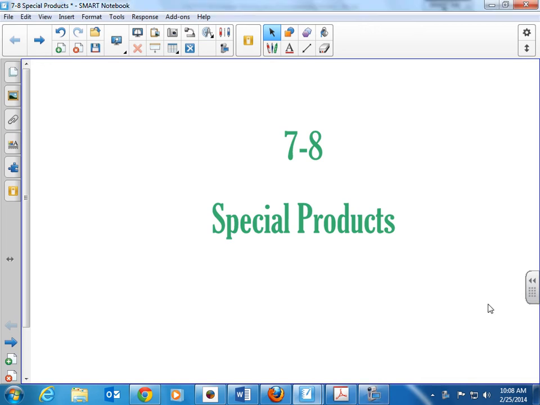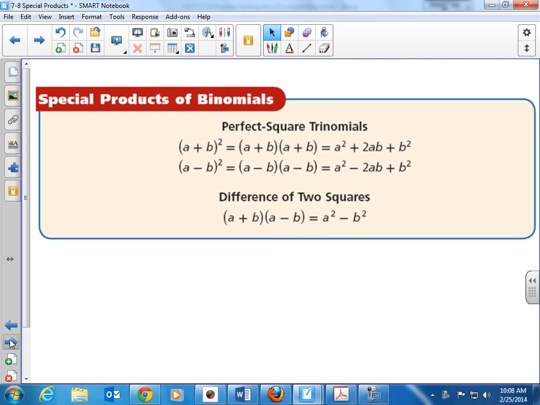Alright guys, today's video is over special products. What we're going to do is look at three special cases that we have when we are multiplying two binomials together. So if you will, just take a second and write this information down in your notes. Press pause, write it down, and then join us whenever you're finished.